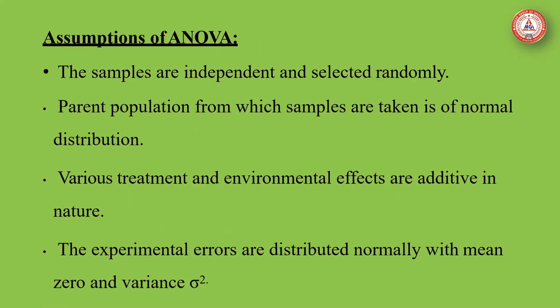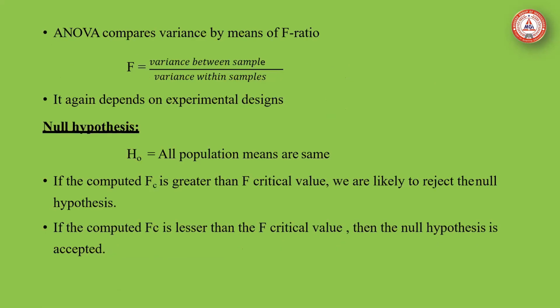Assumptions in ANOVA: the samples are always independent and selected randomly. The parent population from which samples are taken is of normal distribution. Various treatment and environmental effects are additive in nature. Experimental errors are distributed normally with mean 0 and variance sigma square.